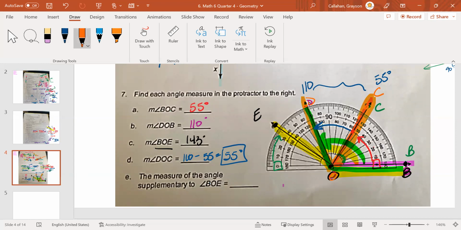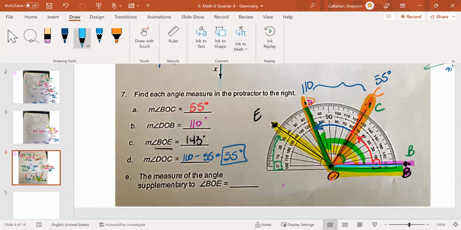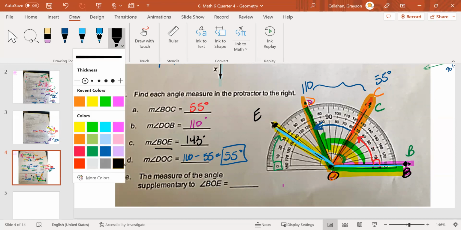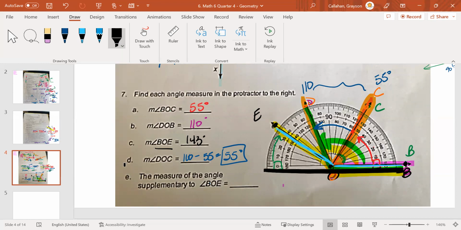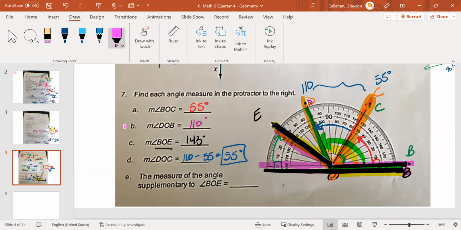Okay? Last one, the measurement of the angle supplementary to BOE. So let's try to find that one. BOE. Supplementary means it creates a straight line, like that right there. If BOE is this piece right here, to make this a straight line, it will have to be this angle right here. Actually, I can't even see it because there are so many markings here. Let's just go ahead and erase this.